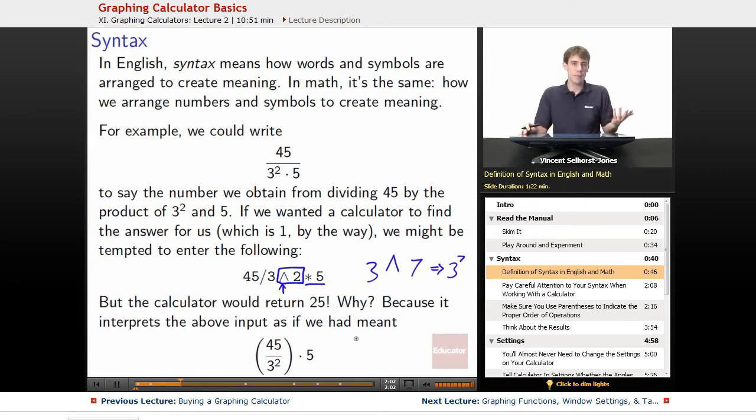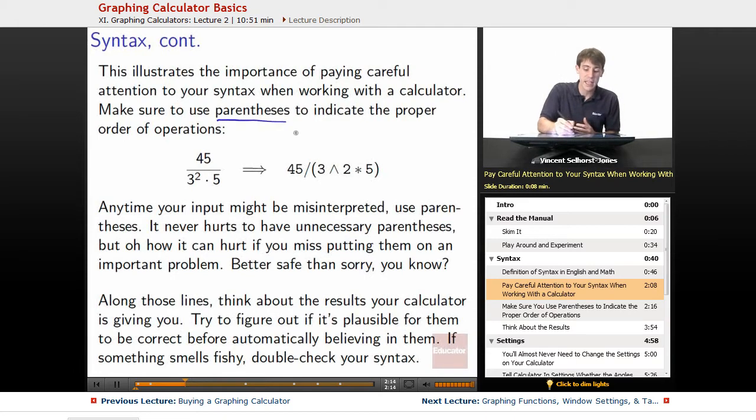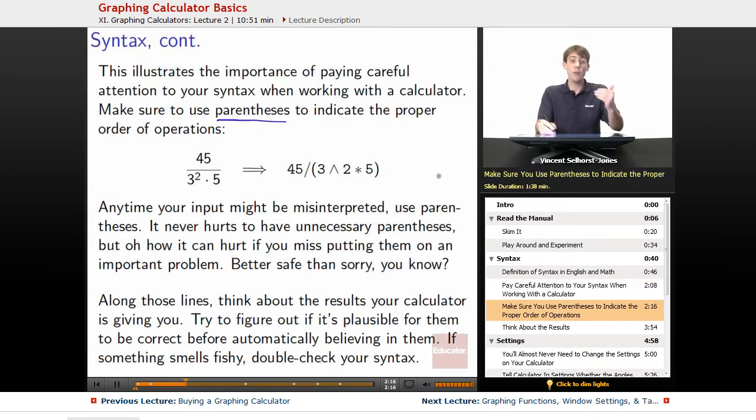So the syntax really matters, how we set things up specifically with symbols. This illustrates just how important it is to really think about the syntax we're using with the calculator. Make sure to use parentheses to indicate the proper order of operations. How you want the calculator to do things, you have to tell the calculator with syntax. So if we want 45 divided by 3 squared times 5, we'll say 45 divided by, and then we'll put in parentheses 3 squared times 5. That way it knows that it's being divided by the whole thing of 3 squared times 5.